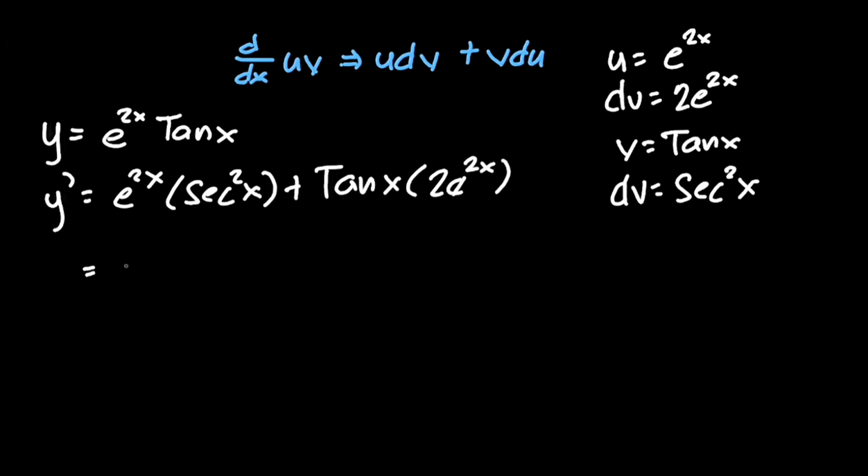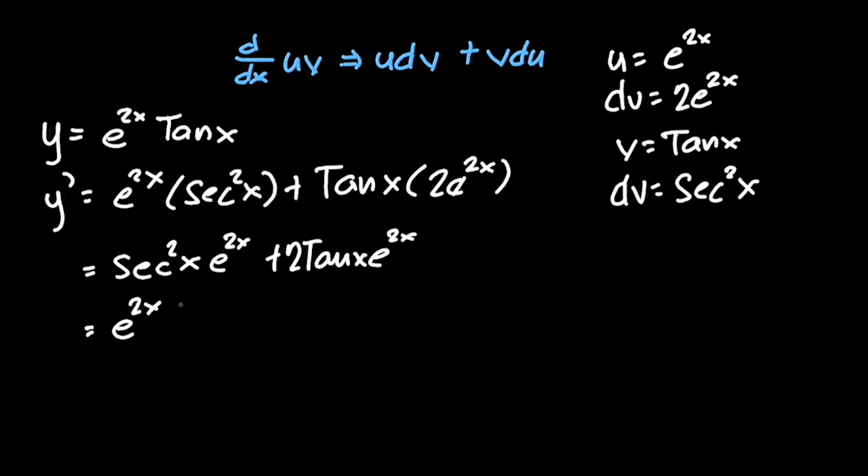Final answer would be secant squared x e raised to the power of 2x plus 2 tangent of x multiplied by e raised to the power of 2x. You can also factor e raised to the power of 2x out, and you will get e raised to the power of 2x multiplied by secant squared of x plus 2 tangent of x.